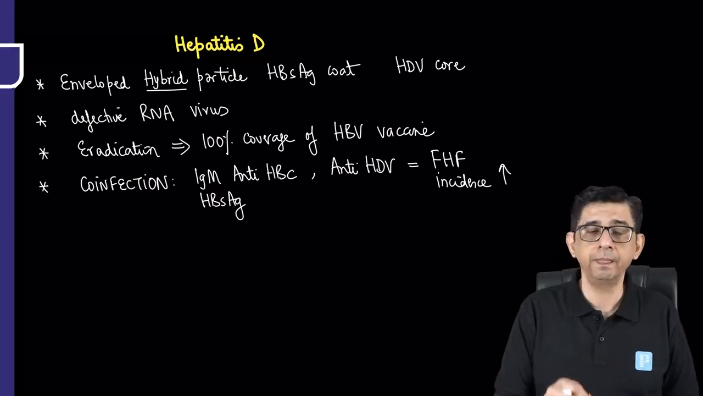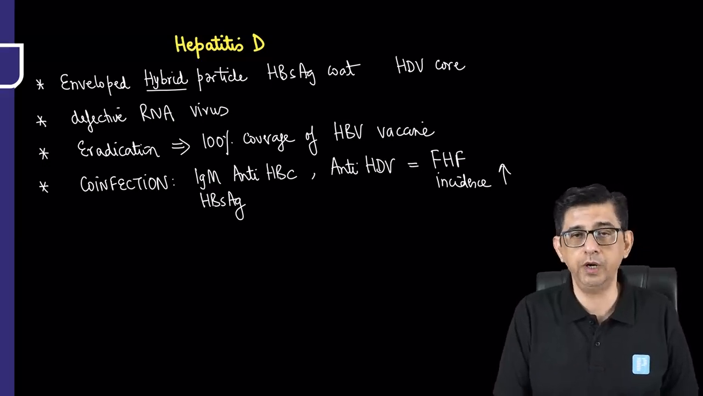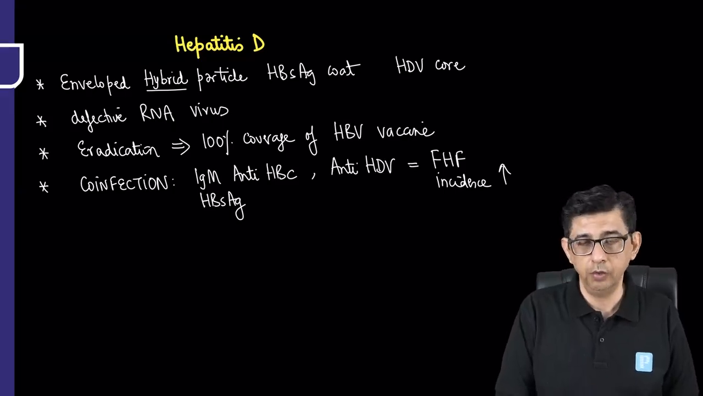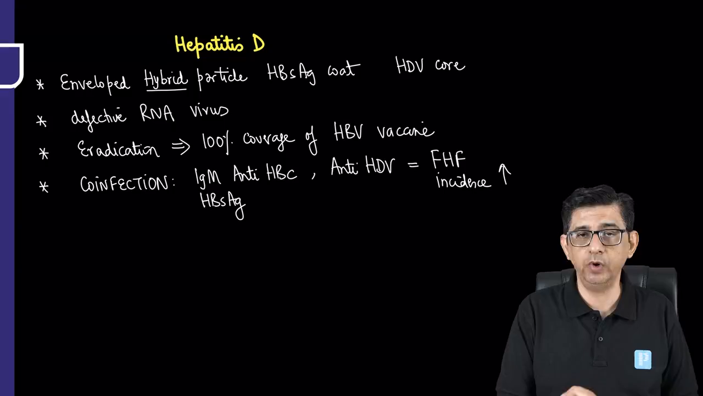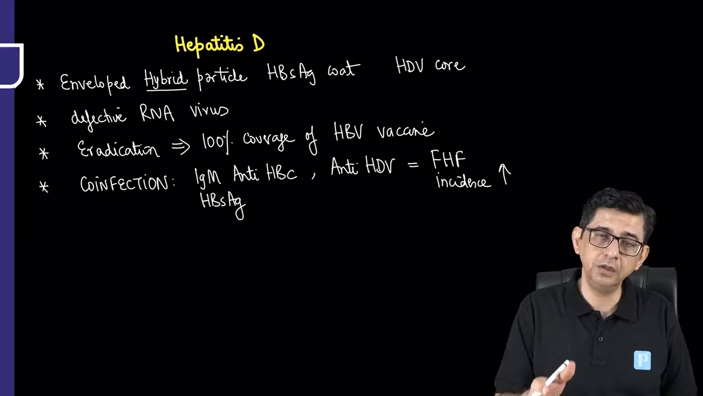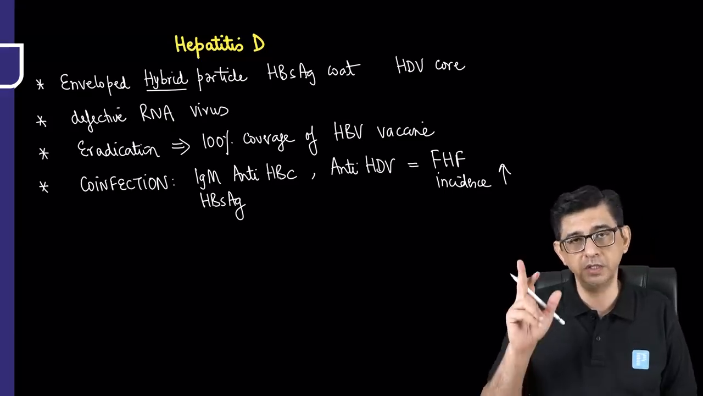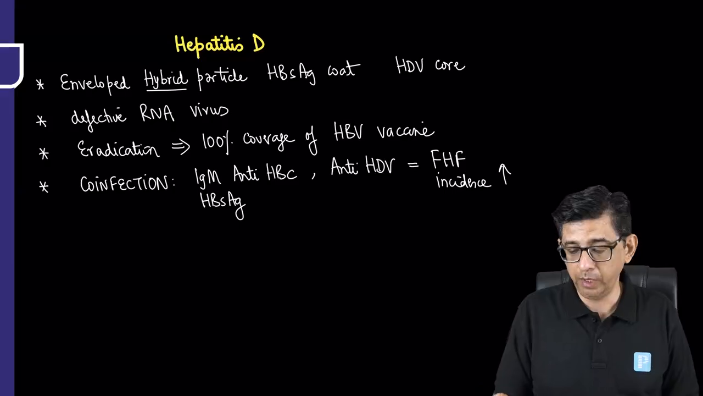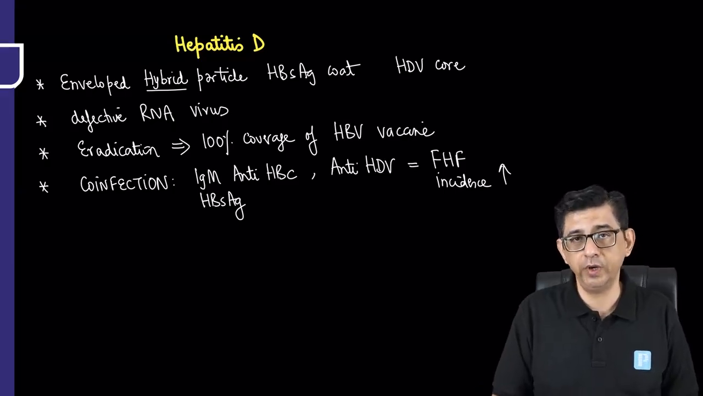In hepatitis C, I was saying the incidence of fulminant hepatic failure is 0.1%. With hepatitis E, it is 0.1 to 1%. That's a separate issue: hepatitis E with pregnancy, the incidence of fulminant hepatic failure can skyrocket to 30%. But here the incidence would be 5 to 20%. And I'll jot down the data subsequently.